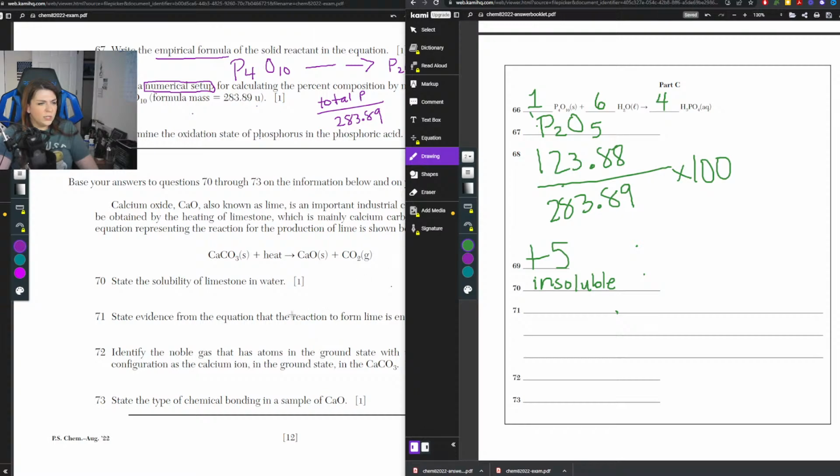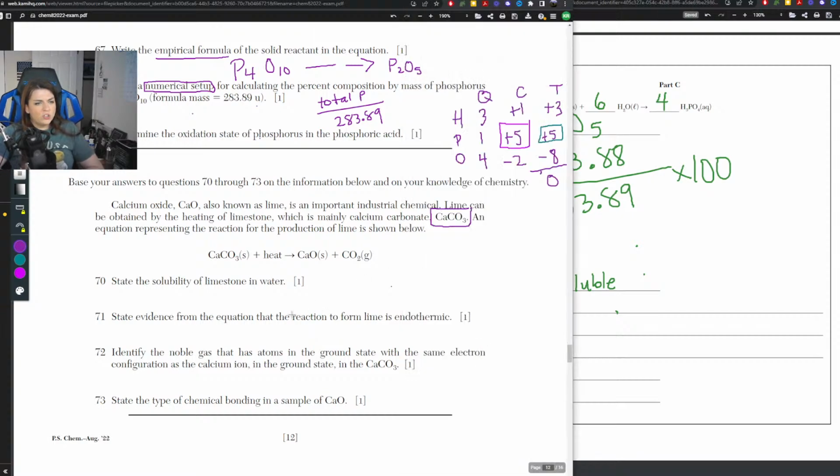Then question 71. State the evidence from the equation for the reaction that the reaction to form lime is endothermic. We've already done one of these on this test, so whoever put this test together had a favoritism, I would say, towards endothermic and isotopes. Endothermic, because heat is entering the reaction. Heat is a reactant. Heat is required for the reaction.